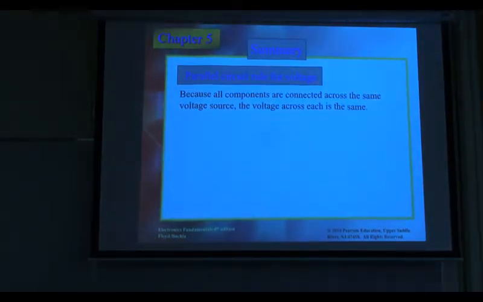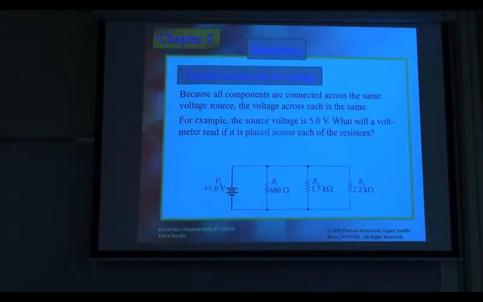Because all components are connected across the same voltage source, the voltage across each is the same. For example, the source voltage is 5 volts. What will a voltmeter read if it is placed across each of the resistors? If I connect the voltmeter like this, it will be 5, right? If I connect it here, still 5. Here, 5, and here also equals 5.